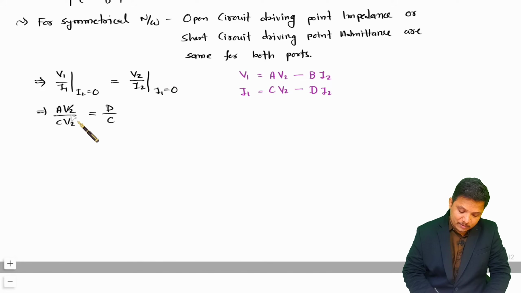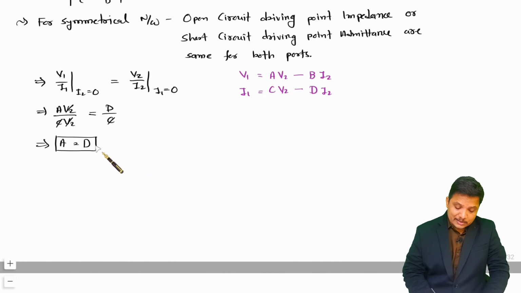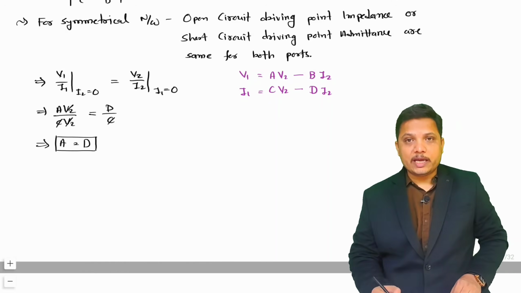So now this V2 will get cancelled and this C will get cancelled. So you can say that A is equal to D. So this is the condition for ABCD parameters for a symmetrical network: A is equal to D.